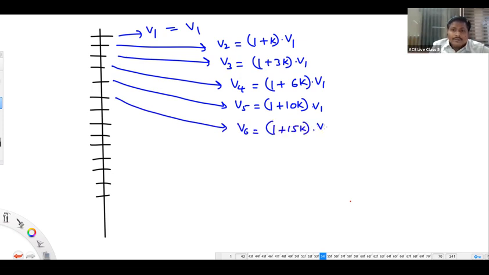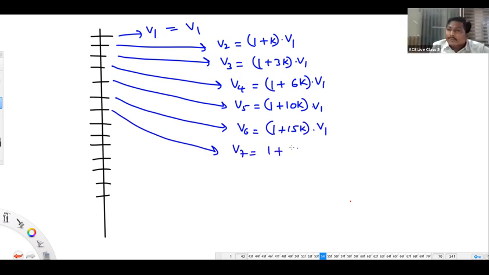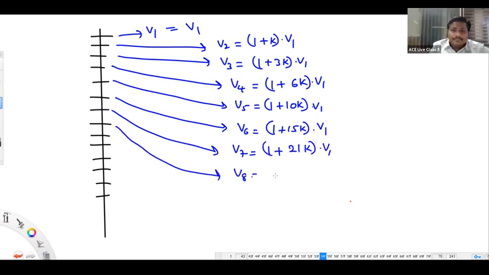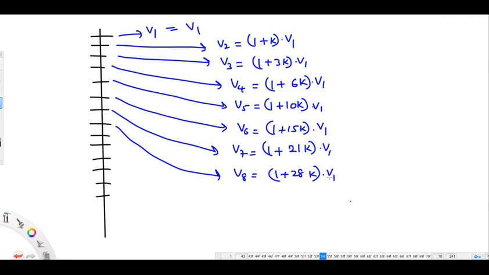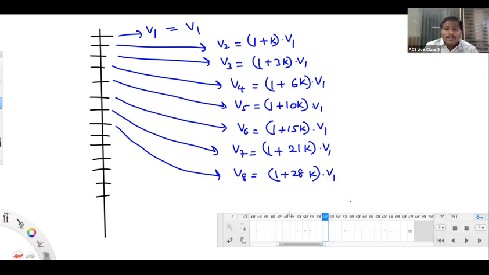Getting? Yes, sir. What about V7? 1 plus 15 plus 6, 21k. 1 can. And this will be 1 plus 28k. Like that it will be, approximately. Like this you can see. Okay. Yes, sir. If you want, we have some hyperbolic relations also.